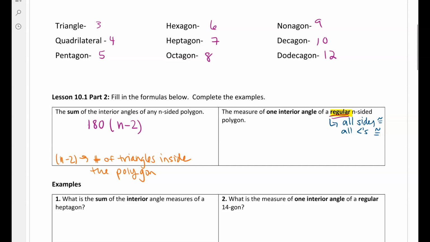That formula is going to be 180 times n minus 2, divided by n. Based on the formula to the left, we know 180 times n minus 2 represents the sum of interior angles, like adding up all the angles inside the shape. And then that is divided by the number of total angles.